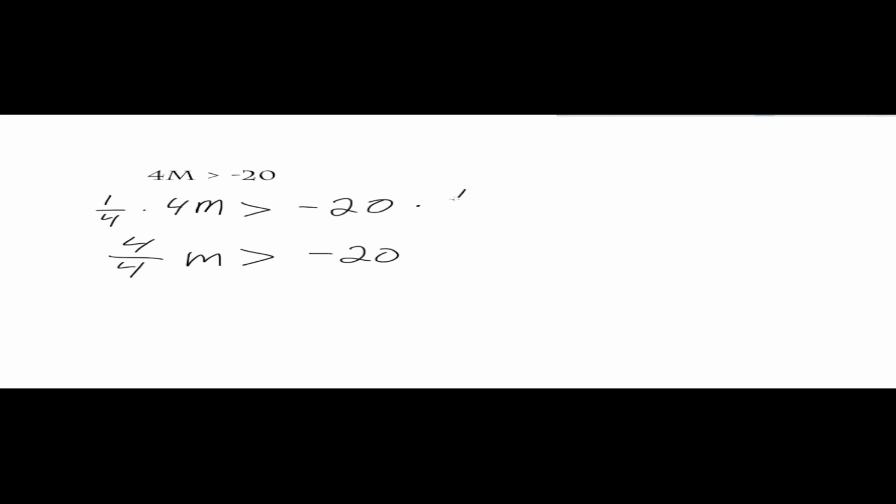Times 1/4, wow. And this is all over 4. So 4/4 is just 1, so m is greater than negative. 4 goes into 20 5 times. So m is greater than -5. That's it for the first one. Check it on your CAS. Make sure you got it right. So go ahead and try the next one, and then I'll present that to you. You might want to pause this while you work on number 9.